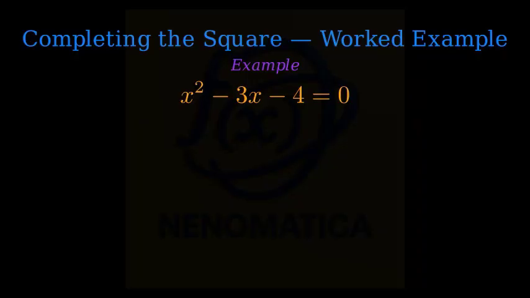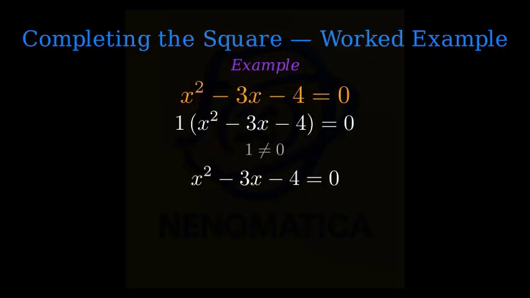Step 1. Multiply the left side by 1, which does not change the equation. 1 times the quadratic equals 0. Step 2. Note that 1 is not equal to 0, therefore the original quadratic still equals 0. Step 3. We keep the same equation and move the constant term to the right. Then we obtain x squared minus 3x equals 4.